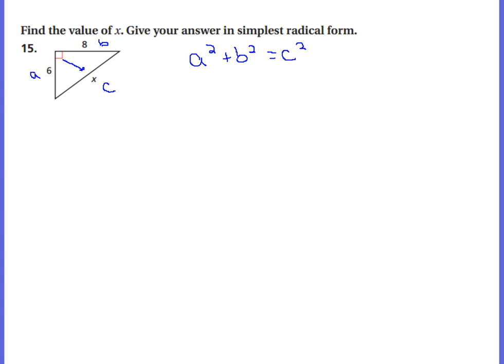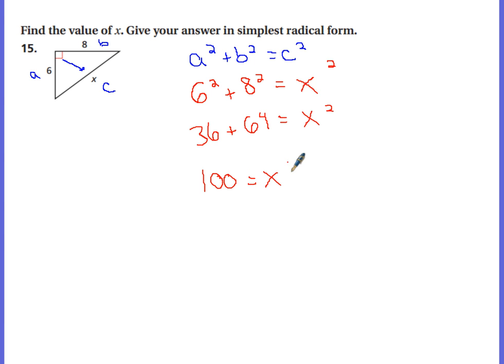So then you just fill this stuff in. Let's pick a new color. Okay, so A, that's 6. So 6 squared plus B is 8. 8 squared equals, and C is what we're trying to figure out. So x squared. Oh, I really should have gotten a calculator. Okay, 6 squared, that is 36 plus 64 equals x squared. And then 36 plus 64, that's 100, equals x squared.